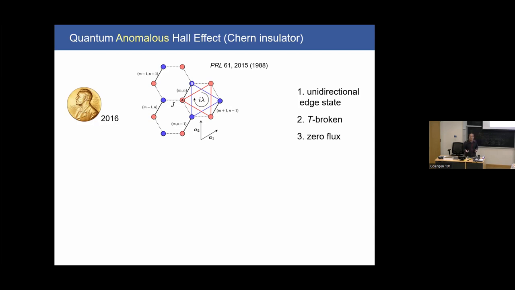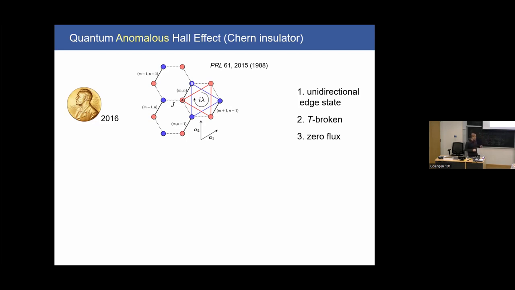Here, I just want to mention three things. First, it also supports this unidirectional chiral edge state that you just saw that can never backscatter. And second, this system also has time reversal symmetry broken, also by magnetic flux. But in this case, magnetic flux is arranged in some staggered way in space. So on average, there is no flux anymore.